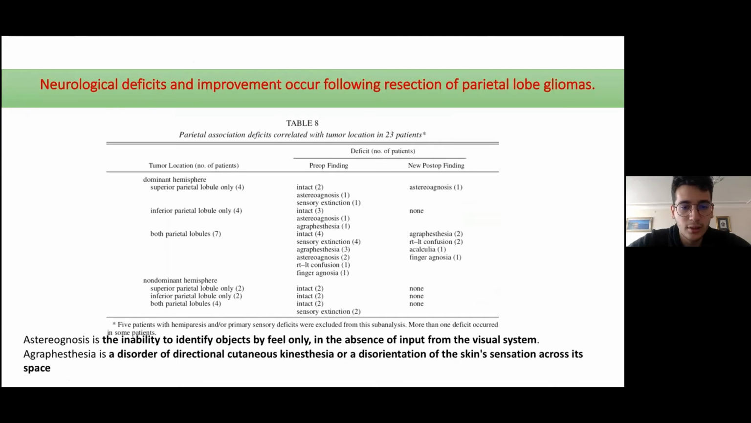And these are the pre- and post-operative findings. As you see, there is a lot of improvement in symptoms, but tumor resection does not always solve the problems. Okay, another one.